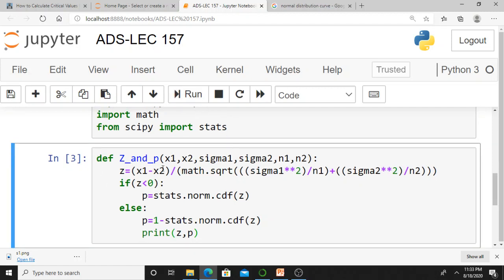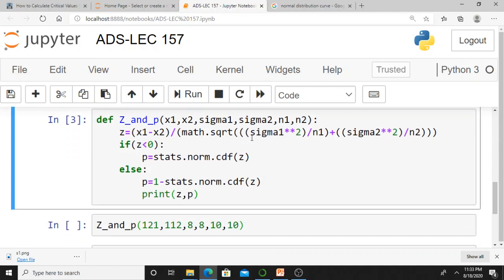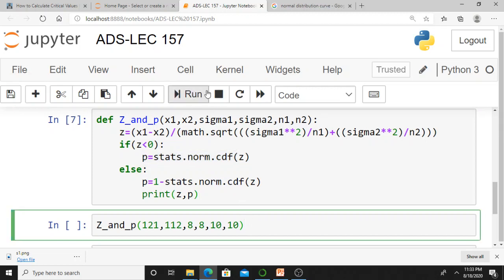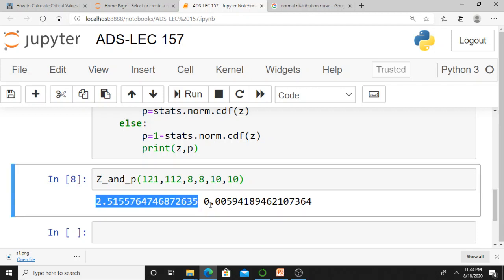def z_p, x1, x2, sigma 1, sigma 2, n1, n2: z equal to x1 minus x2 by math.sqrt of sigma 1 square by n1 plus sigma 2 square by n2. If z is less than 0, that is a left tail test. Right, if it is greater than 0, p value is 1 minus stats.norm.cdf. If you run this piece of code, you will get a z value and p value. Just see, this is my z value and this is my p value.